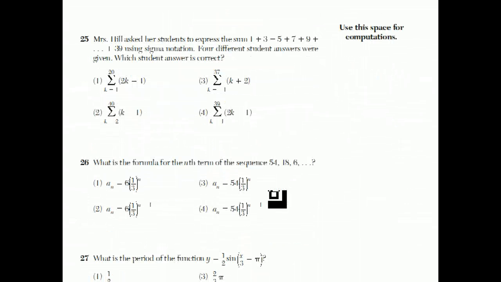Question 25. Mrs. Hill asked her students to express the sum 1 plus 3 plus 5 plus 7 plus 9 all the way up to 39 using sigma notation. I'll do this one in the next part, so to be continued.